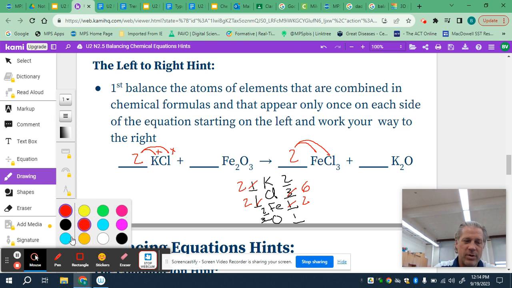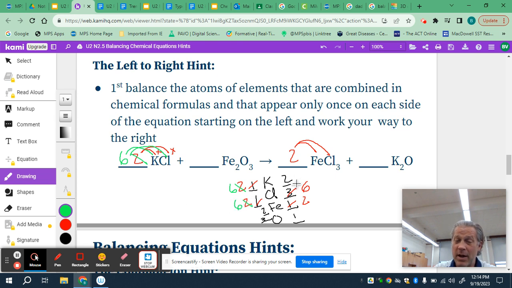So I'm going to go back and try to get an even number of chlorines over here. What I'm going to do there is add a coefficient of 6 here. That will multiply by the K and it will multiply by the Cl. So now I have 6 Ks and I have 6 Cls. Now my Cls are balanced, my Ks are not. So to balance my Ks, I'm going to go back and put a coefficient of 3 here because I want to have 6 on both sides. So 3 times 2 is 6. So now I have 6 Ks and 3 times 1 is 3 oxygens.